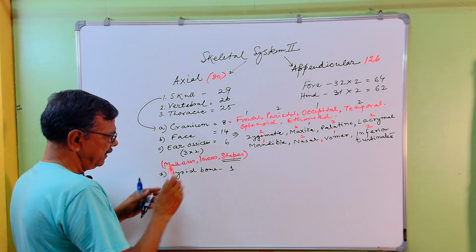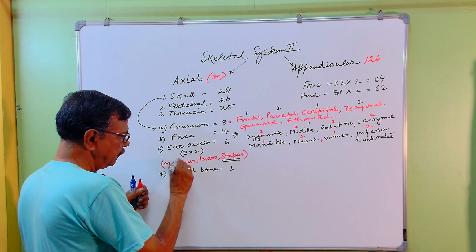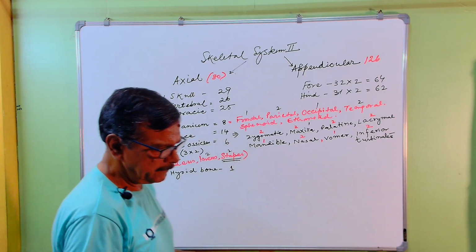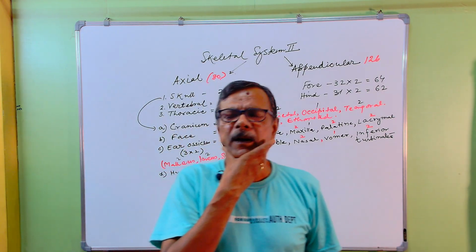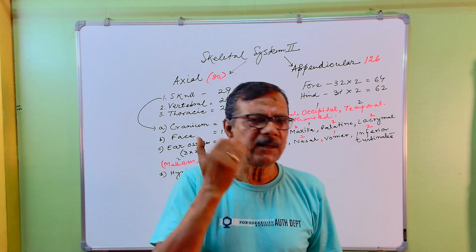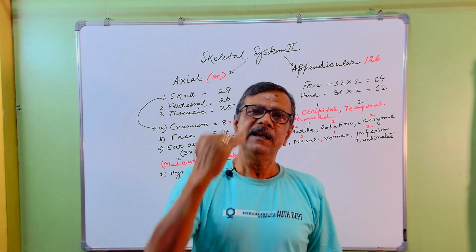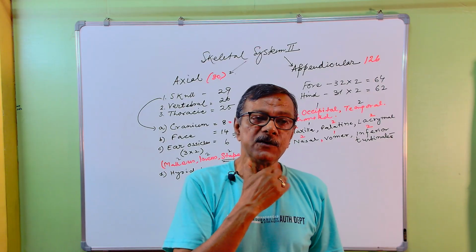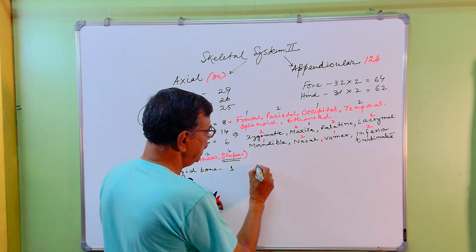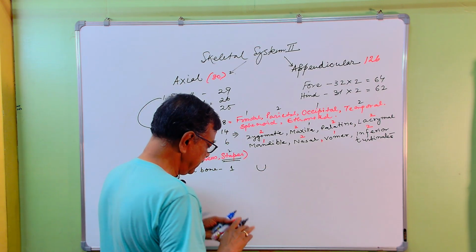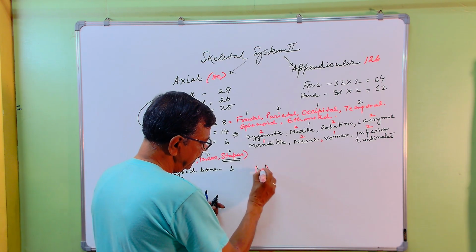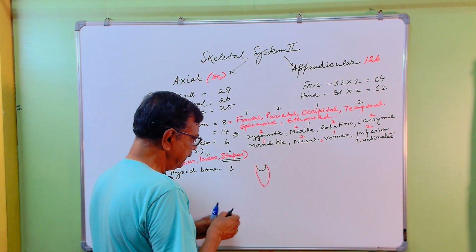The ear ossicles: malleus 2, incus 2, stapes 2, these 6. Then the hyoid bone, where is it? It is simple. We move our tongue. The tongue is free on three sides, the front and two sides. It remains joined in the neck. In the neck, there is a U-shaped bone where the tongue remains joined.